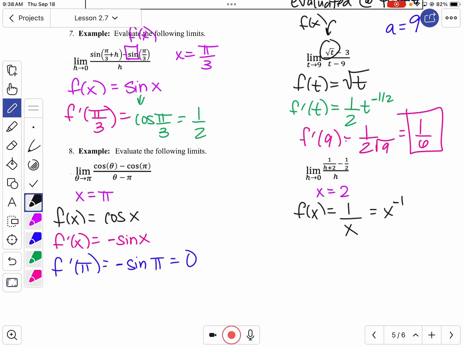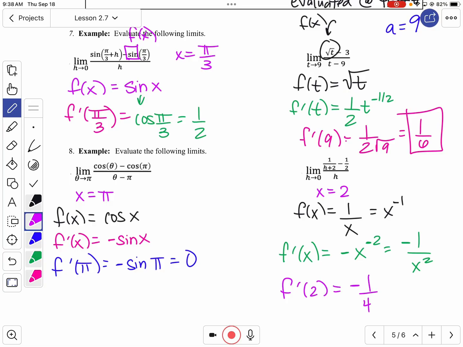So if I do f prime, that would be negative x to the negative 2, or negative 1 over x squared. And I want to evaluate that at 2. So negative 1 over 4. You have to practice those to get used to seeing them, because they're going to look weird.